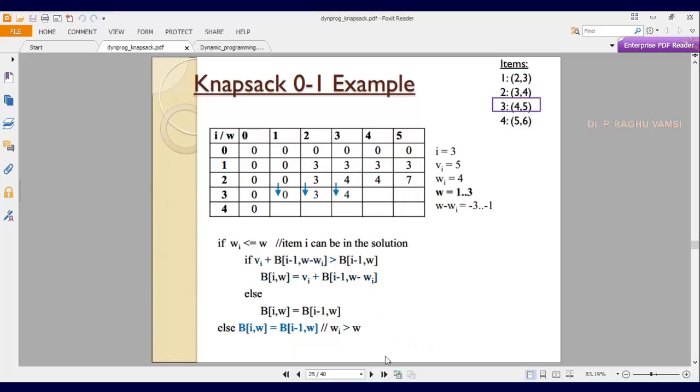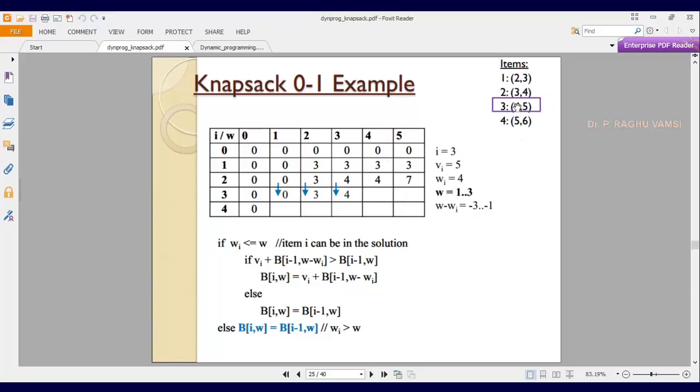Next, consider the item 3. Whenever item 3 is considered, then obviously for every weight value, weight calculation W minus Wi, that is 3 minus 2 minus 1, these are less than Wi, so this condition will fail. So whatever is the previous benefit is directly placed for the item I. So item 3 for the weight 1 we cannot fit it, because just by looking at this weight itself we can directly say we cannot fit it. So previous benefit we are going to consider: 0, 3, 4.